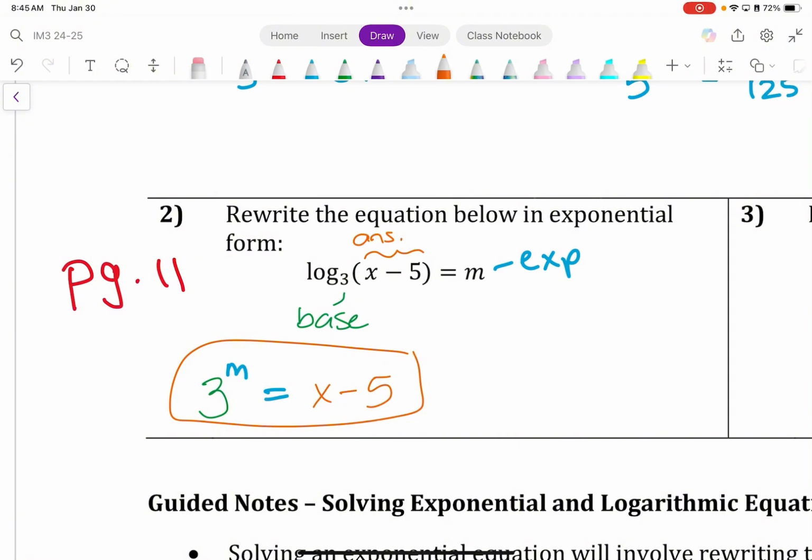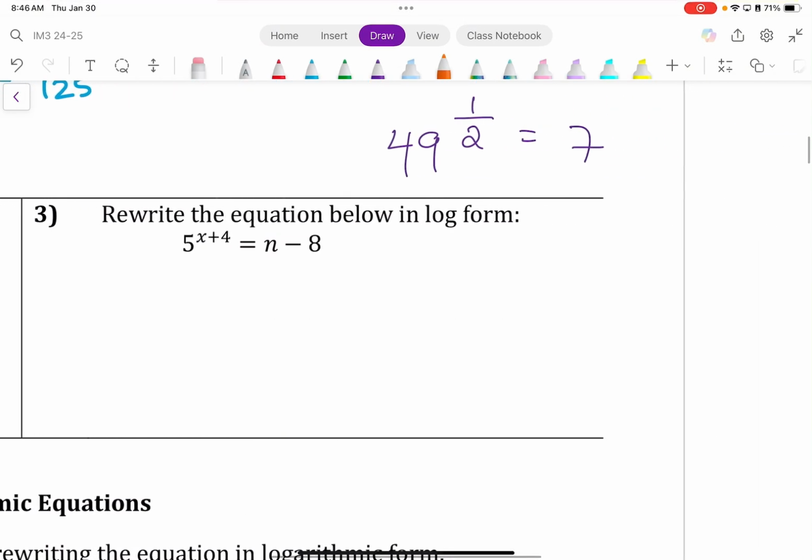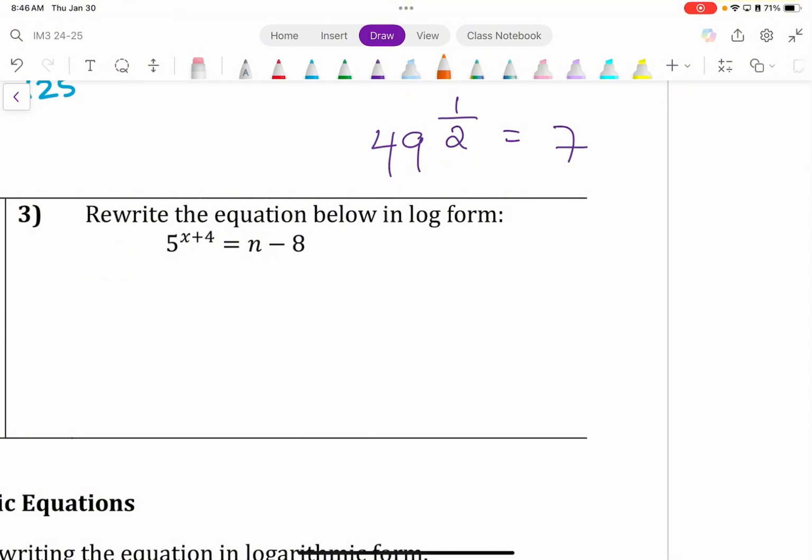Okay? All right. Going the other way, starting with exponential going to logarithmic, it's the same case. You need to identify the base, identify your answer, and identify your exponent.